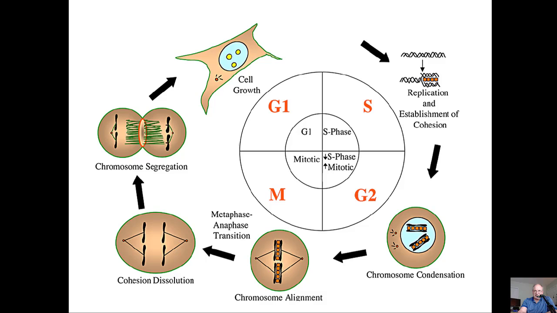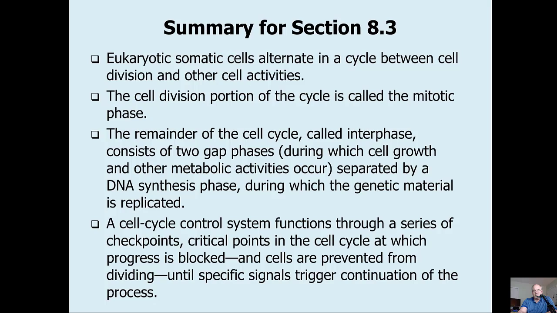And this is what this slide is really resolving, showing the various phases, and the establishment and control of those will really dictate the overall cell growth. So eukaryotic body cells are somatic cells. Somatic is just a fancy Latin term meaning body cells. They alternate in a cycle between cell division and other cell activities. The cell division portion of the cell cycle is called the mitotic phase.